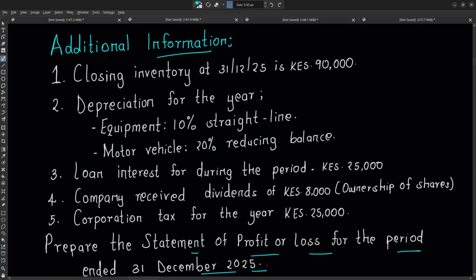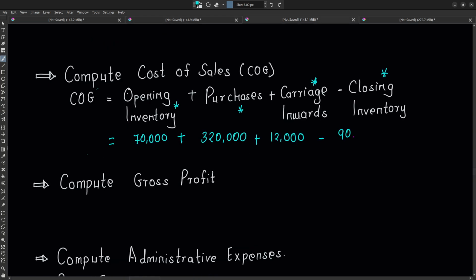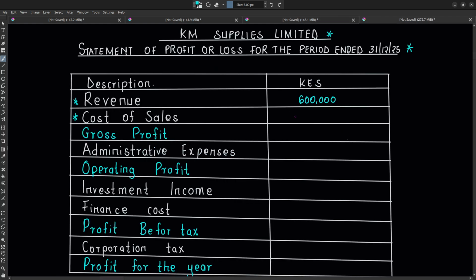We have been given in our additional information that the closing inventory as at 31st December 2025 was 90,000. So we need to deduct that because this is what is left at the end of the year, meaning it has not been sold. So when we calculate this, you're going to get 70,000 plus 320,000 plus 12,000 minus 90,000. We are going to get 312,000. Okay, so we can indicate that in our statement. Cost of sales is 312,000. Remember, this is an expense, so it is a negative value.